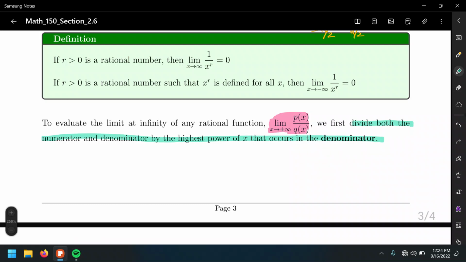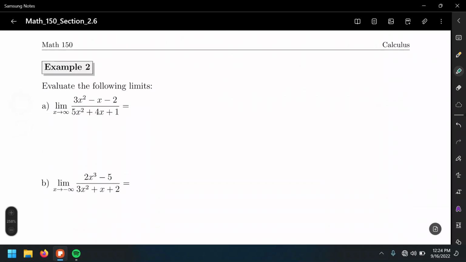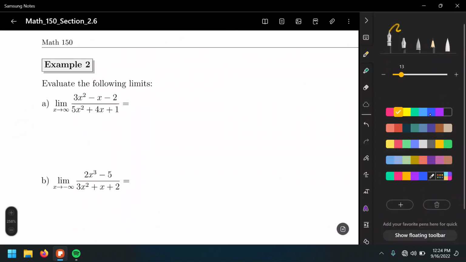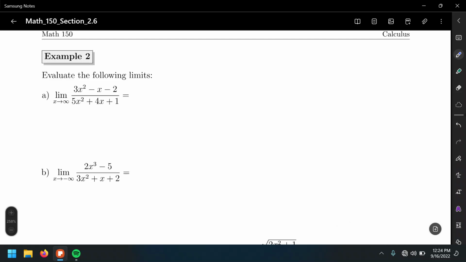Later I will give you some shortcuts, but in the meantime, at least for this first part of the course and whatever will be for the first quizzes and exam, we will have to do this the long way. So let's look at an example that illustrates this idea. Let's evaluate the following limit: 3x squared minus x minus 2 over 5x squared plus 4x plus 1. Number 1, we need to identify the highest power of x in the denominator. What is it? x squared, right? So this is what we have to do.